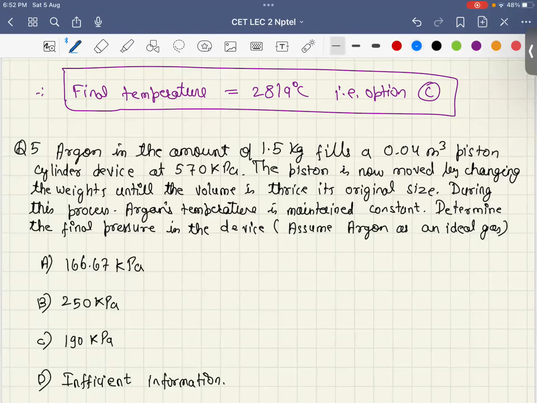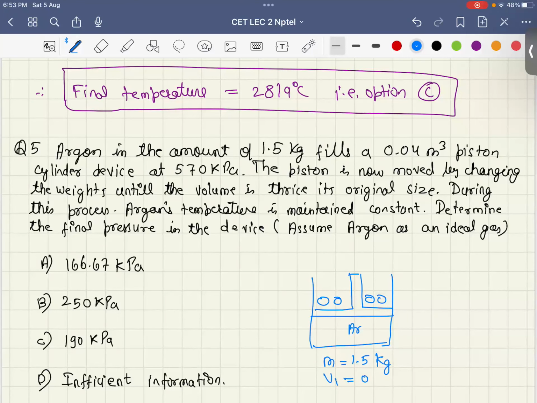So for example, we have a piston cylinder arrangement, right? And certain weights are put in here. This gas is argon, and the mass of argon inside this device is 1.5 kg, and the initial volume is 0.04 meter cube, right?